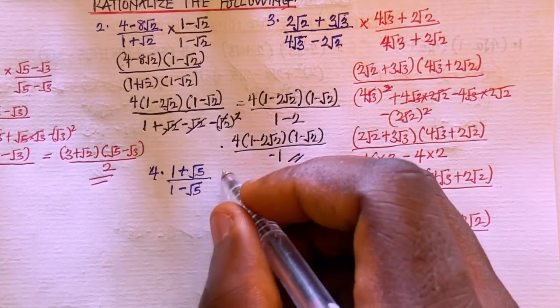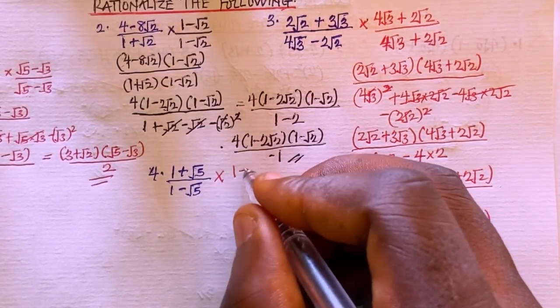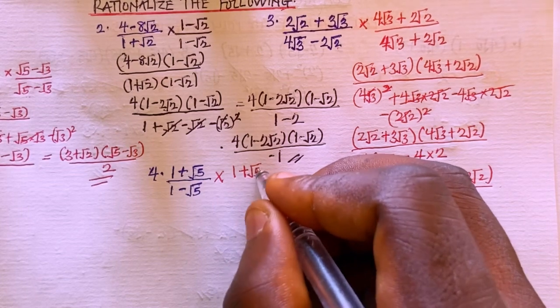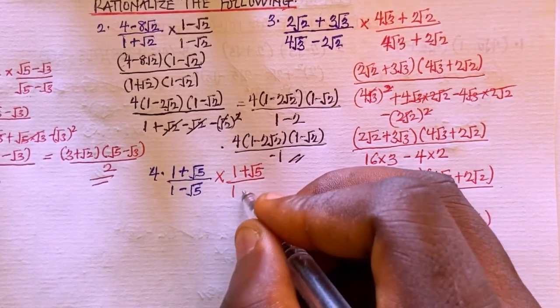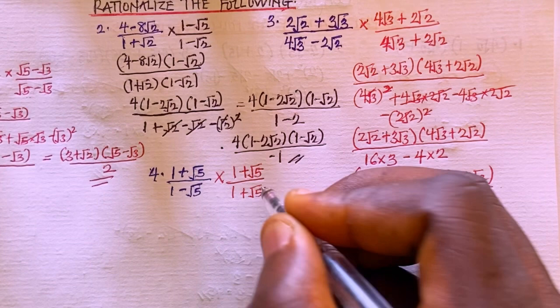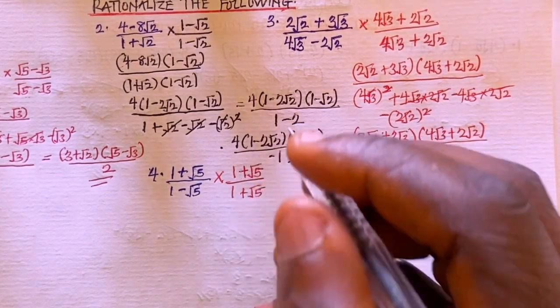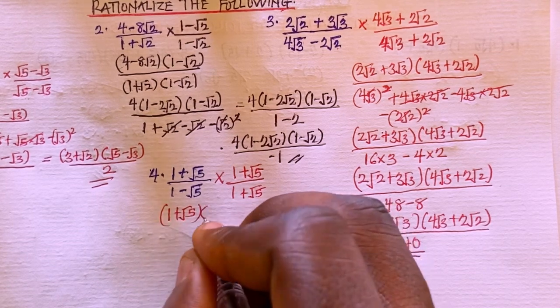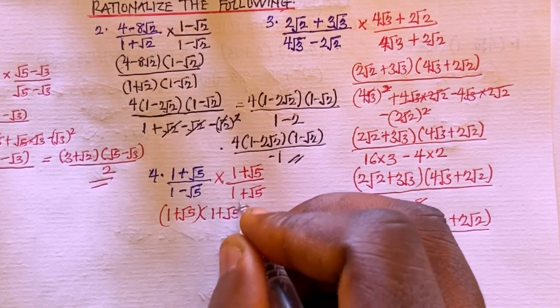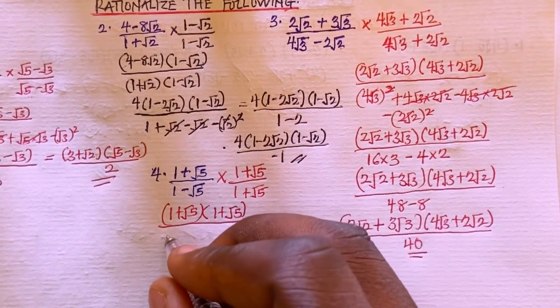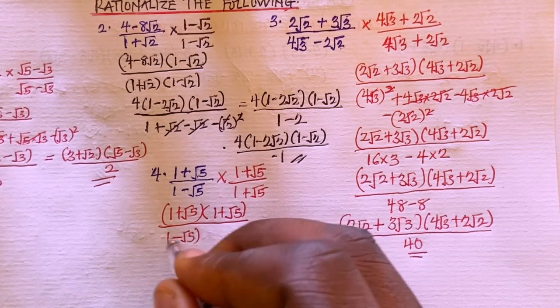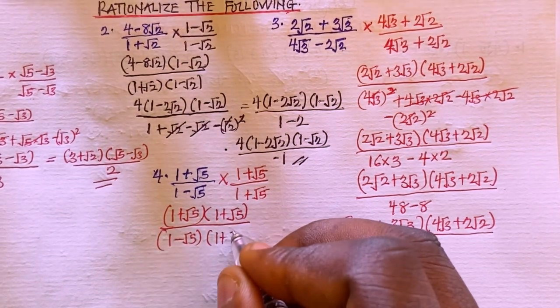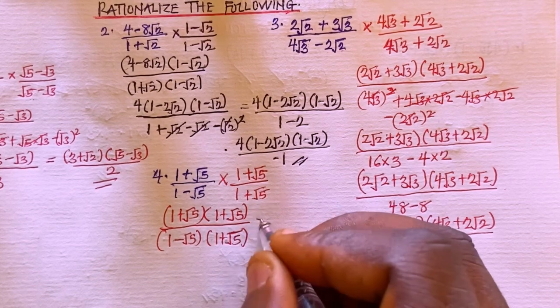The last one, I'm going to rationalize 1 plus root 5 divided by 1 plus root 5. So rationalizing with this expression, I'm going to have 1 plus root 5 into brackets 1 plus root 5, then divided by 1 minus root 5, then multiplied by 1 plus root 5. So in this case, I'm going to expand both brackets.